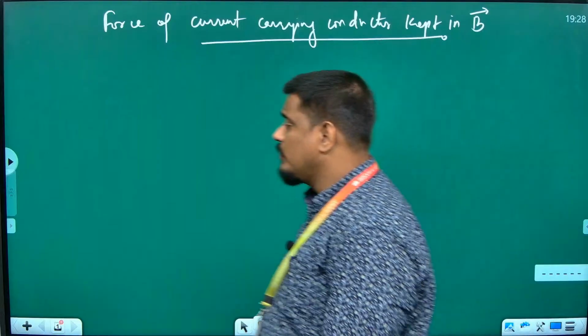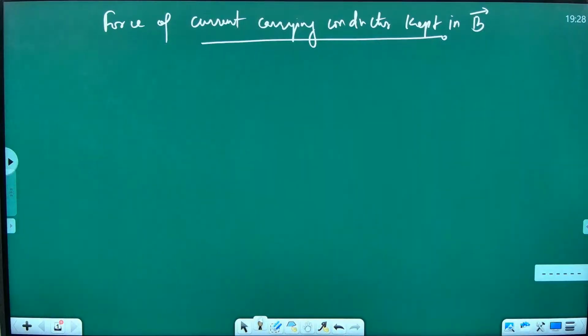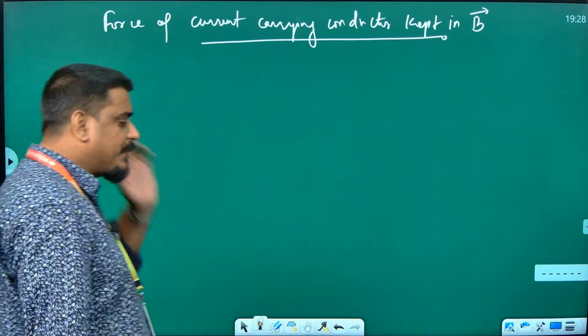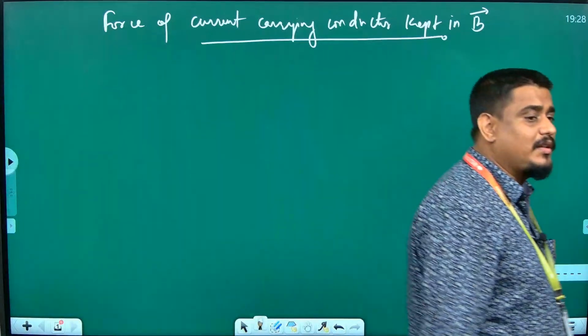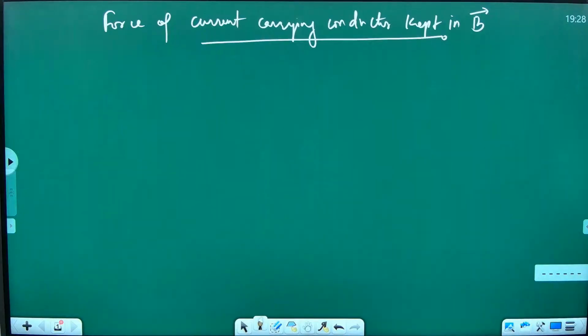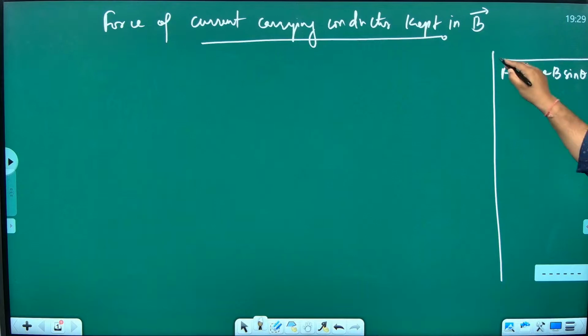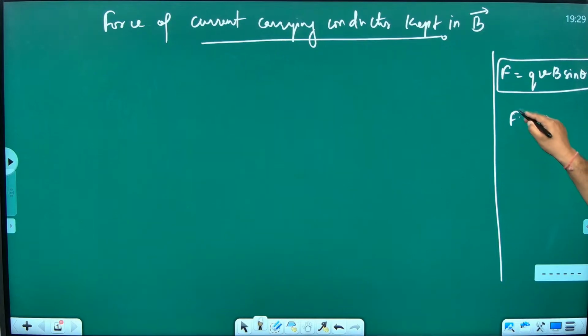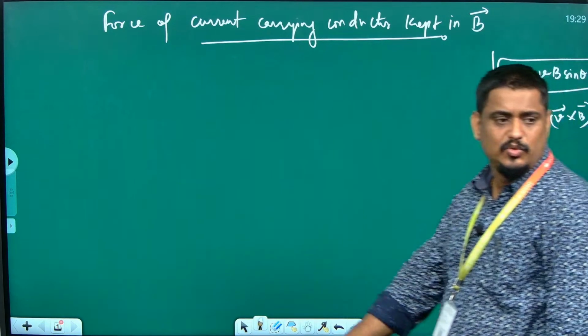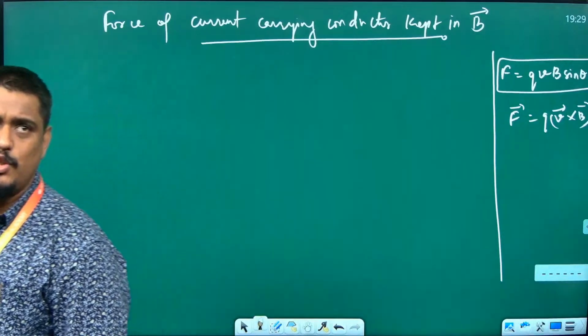So what we are going to do now is find the force on a current carrying conductor kept in a magnetic field. In the previous class we found the force on a moving charge kept in a magnetic field, and we got the force as q v B sin theta. You remember this? If I write in vector form, then F vector is equal to q into v vector cross B vector. You remember this or not? I hope you remember this. Moving charge force, the value is this much, q v B sin theta.